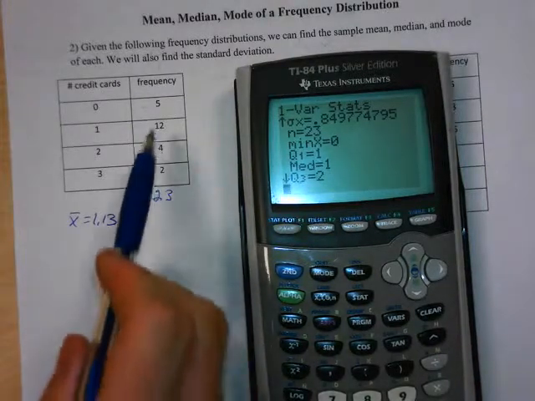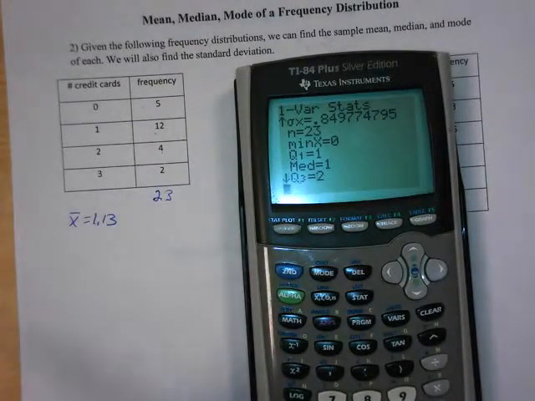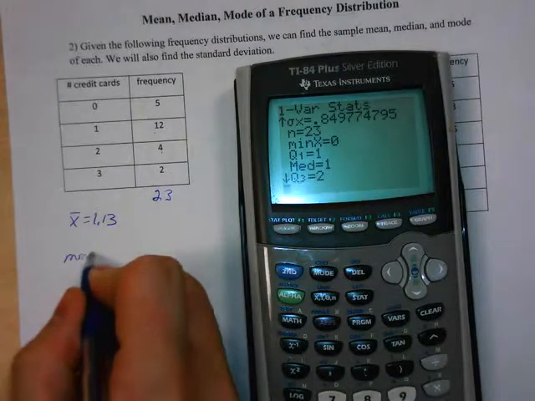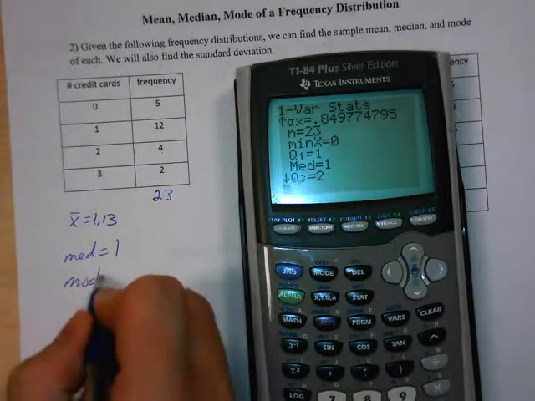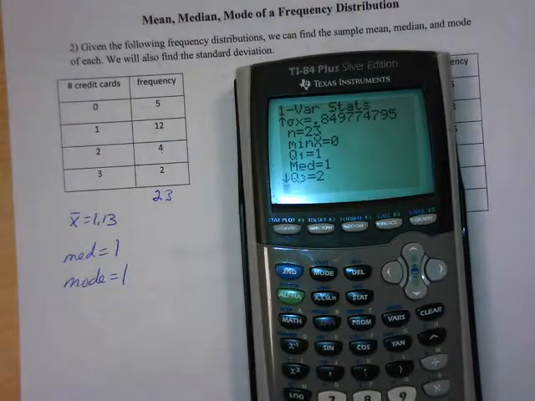Okay, the mode is the one that occurs most often, which is also 1. Okay, so the median is 1, and the mode is also 1.